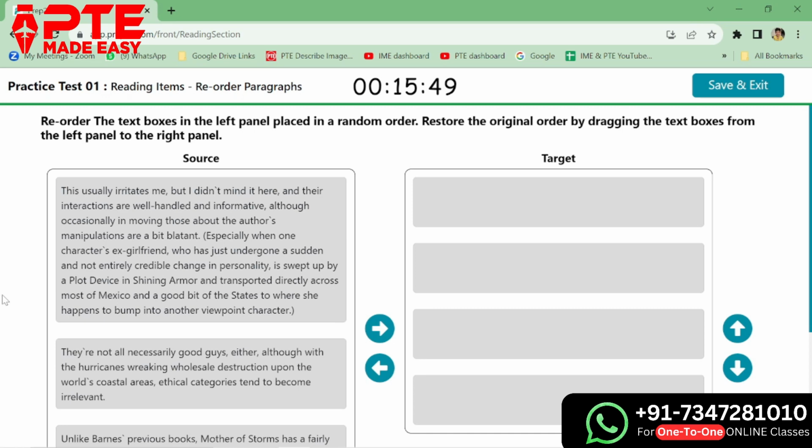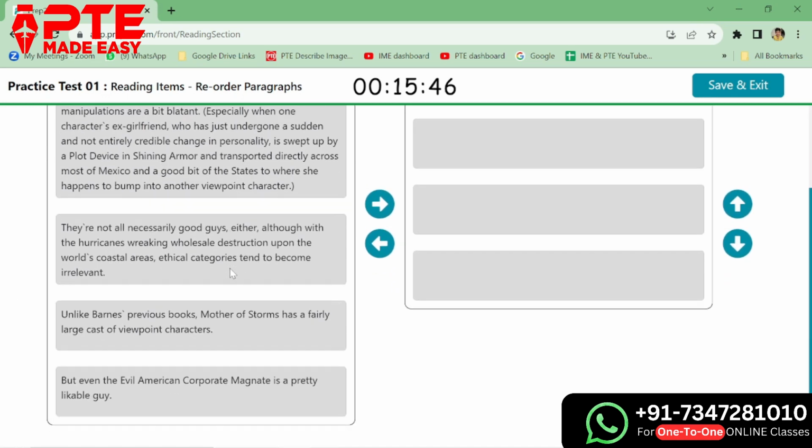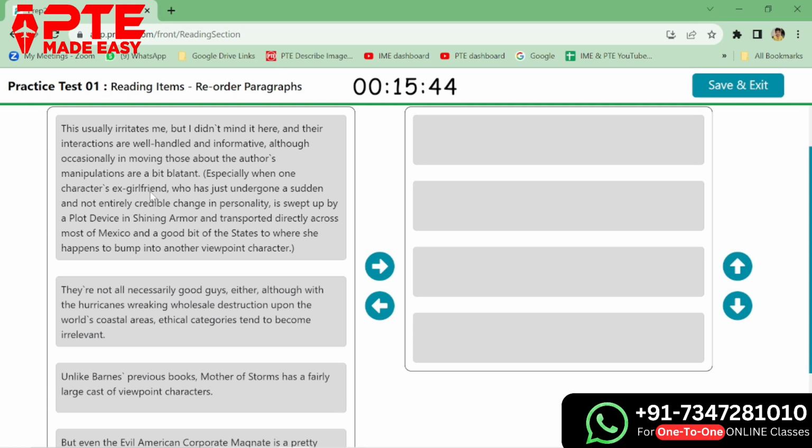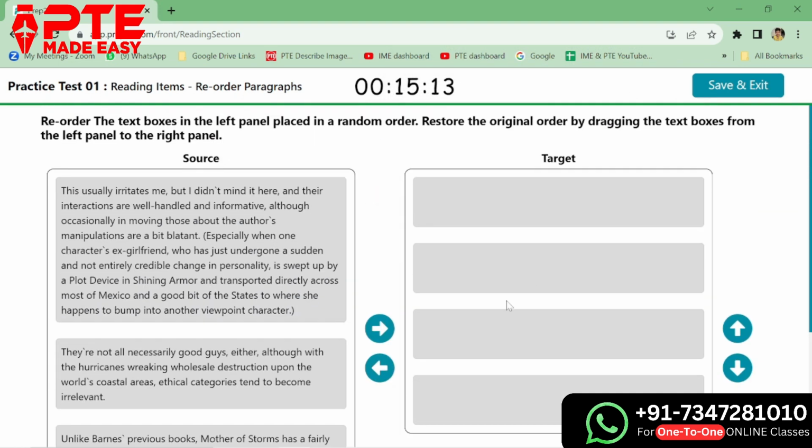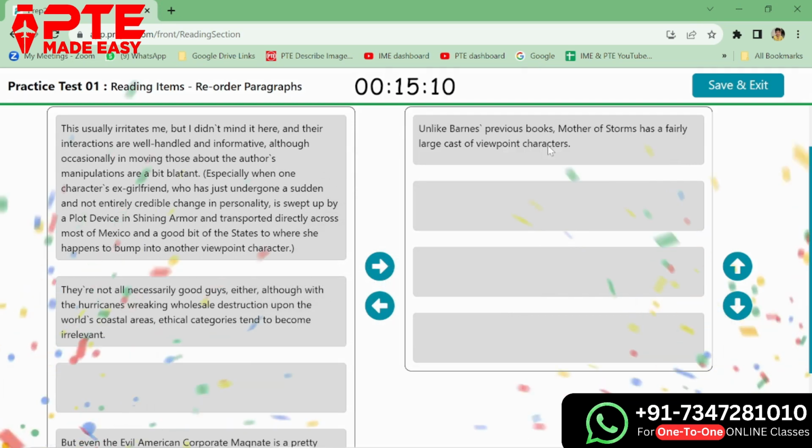Now we have reorder paragraph. Here we need to find the introductory sentence first, the one in which something is getting introduced. Unlike Barnes' previous books, Mother of Storms has a fairly large cast of viewpoint characters. They have used a pronoun here, which means they are referring back to something. But even the evil American corporate magnate is a pretty likable guy. But, contradicting. So I believe this is going to be the first one. Let us start with this one.